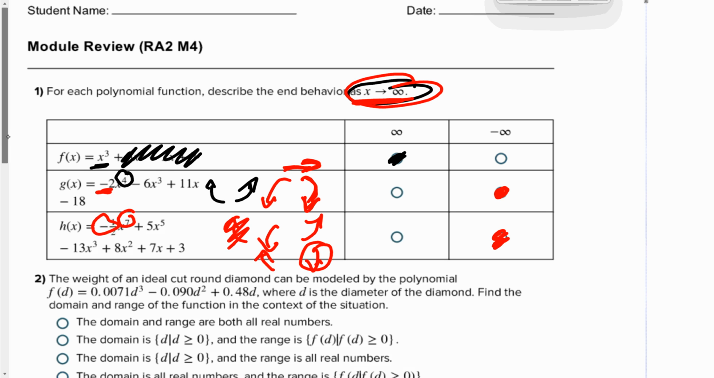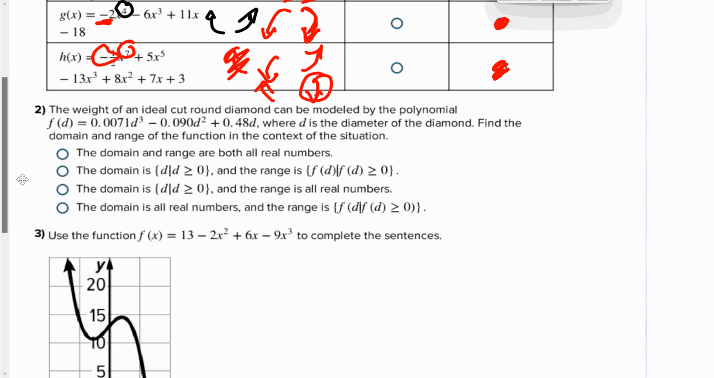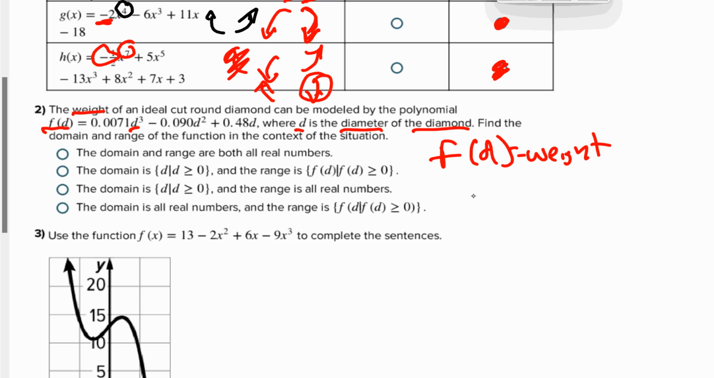Then looking at number 2, we have this polynomial describing the ideal cut for a round diamond, and we want to find the domain and the range of this function in the context of the situation. So we need to figure out what f of d means and what d means. Well, d is the diameter of the diamond, and f of d means the weight of the ideal cut. So that's going to help us in the context of it.